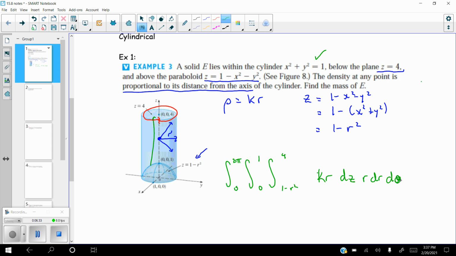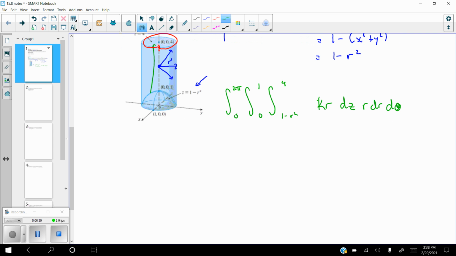Unfortunately, all the bounds here are not constant. So we can't just separate all these pieces. But we can at least get through the first step, and then we'll see if we can separate them. So integral from 0 to 2 pi, integral from 0 to 1. I'm going to take the antiderivative with respect to z. I'm going to multiply the two r's together as we do it. So we're going to get r squared z. Now the k, I'm going to pull the k out to the front of the double integral because it's just a constant, so we can leave it out there. And then we'll evaluate that from 1 minus r squared to 4 dr d theta.